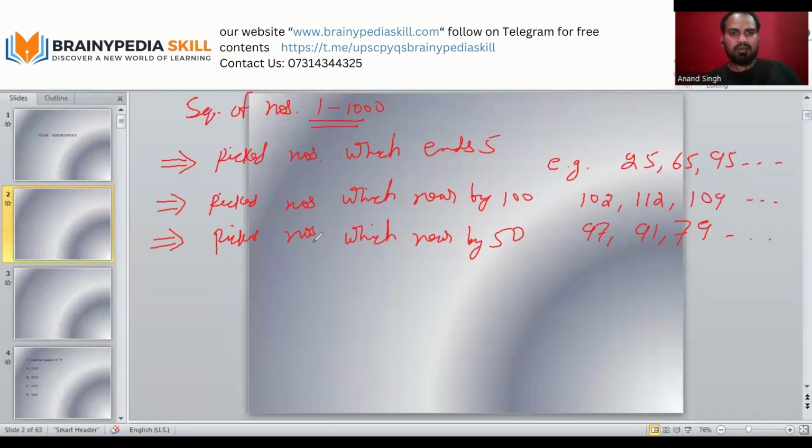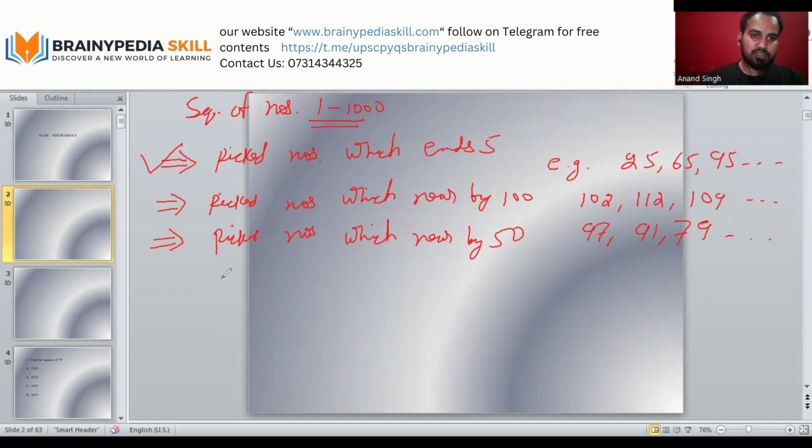Right. We are going to learn these things first. Then I will show you where in the banking exams these tricks will be helpful for us. Right now, let's start with the very first category of numbers which I have picked, which ends on 5. Right, whenever a number ends on 5, right?